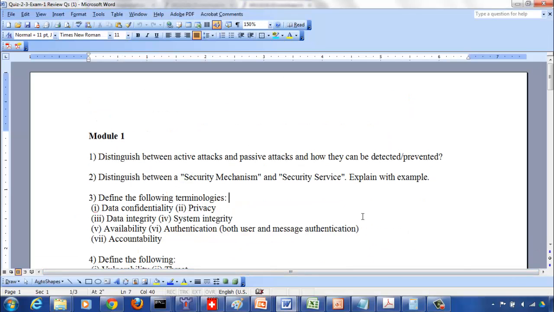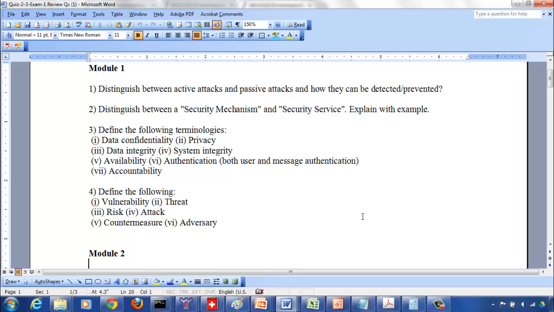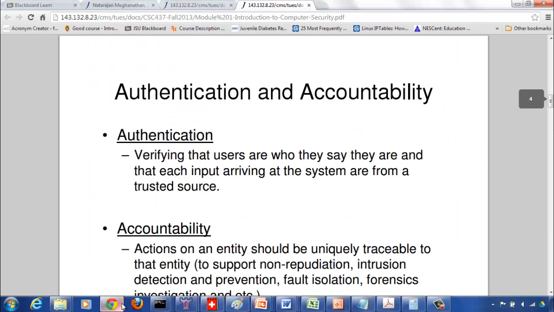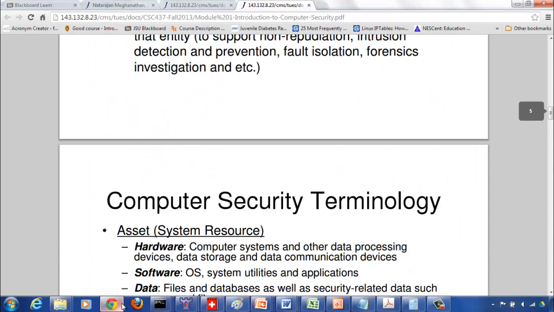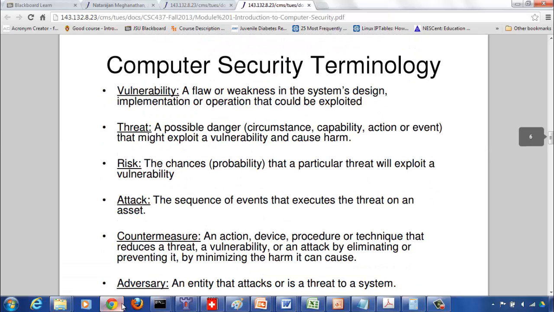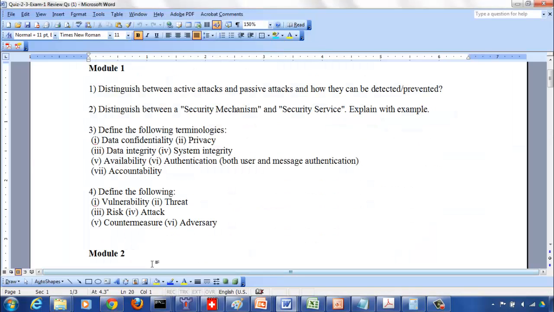All right, the definitions of these terminologies are already there: data confidentiality, privacy, data integrity, system integrity, availability, authentication, both user and message authentication, accountability, and so on. Just refer to them, they are out there. As well as the terminologies for vulnerability, threat, and everything. They are here too.